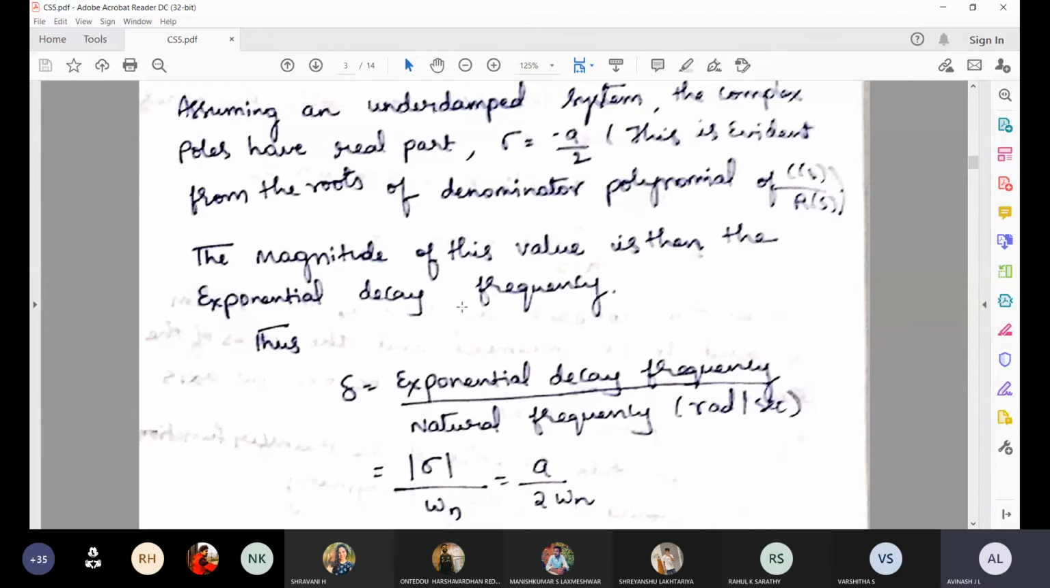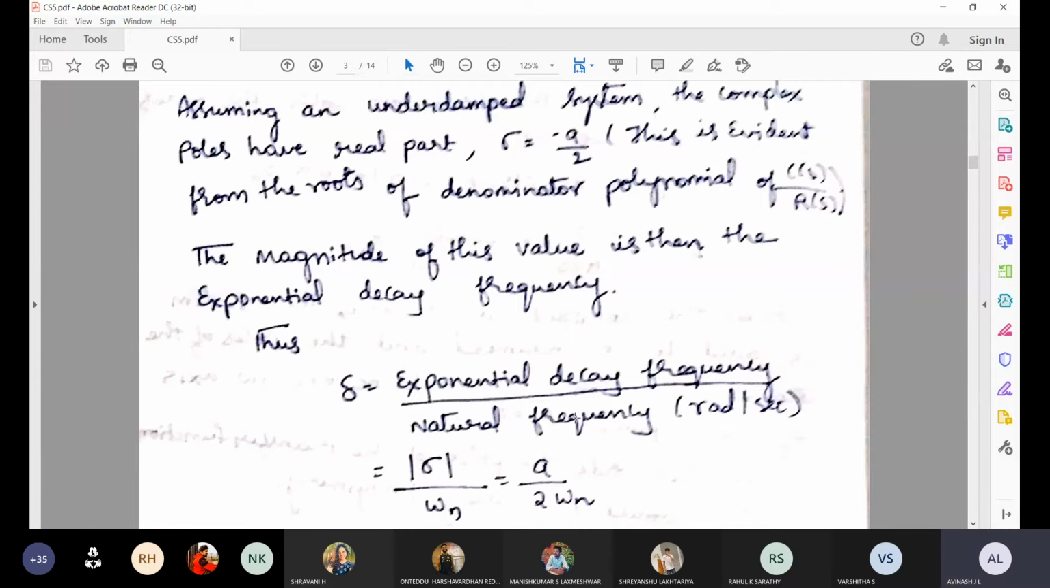So delta is equal to what? Exponential decay frequency divided by natural frequency. Here sigma is the exponential decay frequency. We have taken the modulus of sigma, because frequency cannot be negative. So a by 2 is the value, and natural frequency is omega n. So delta equals a by 2 omega n.